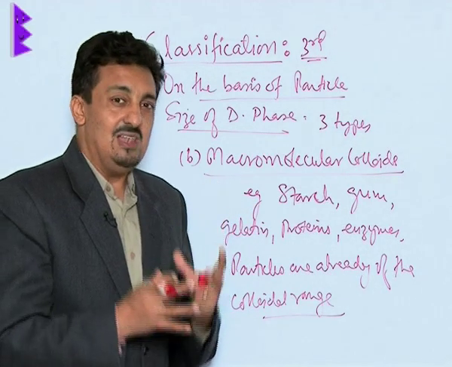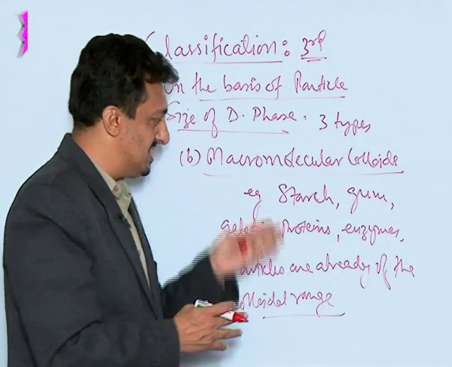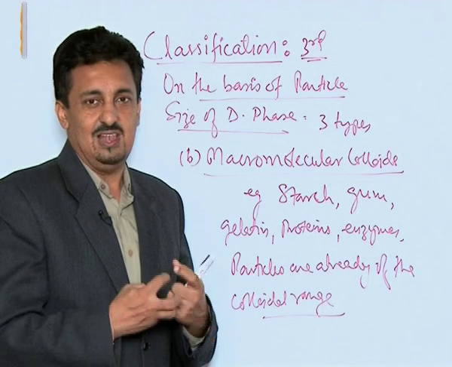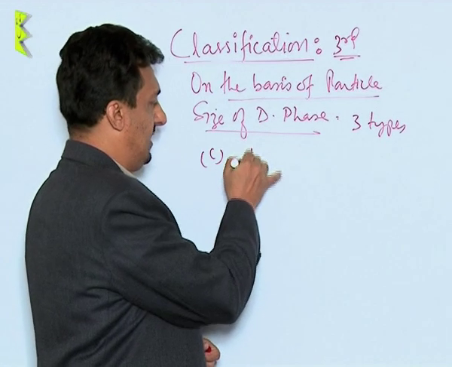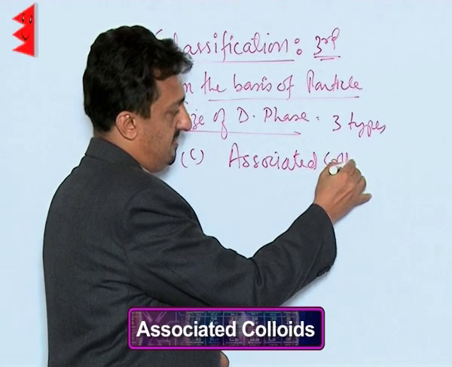They usually are lyophilic in nature, because that is why they directly form the colloids, and the best examples are all these sols or colloids. So remember, these are basically lyophilic. The third category under the same heading is associated colloids.